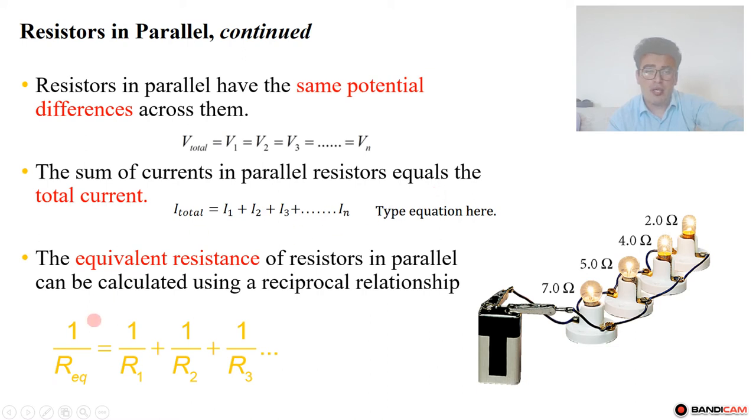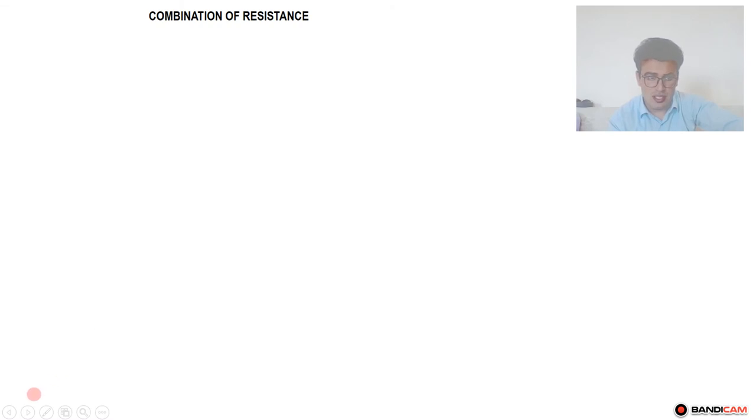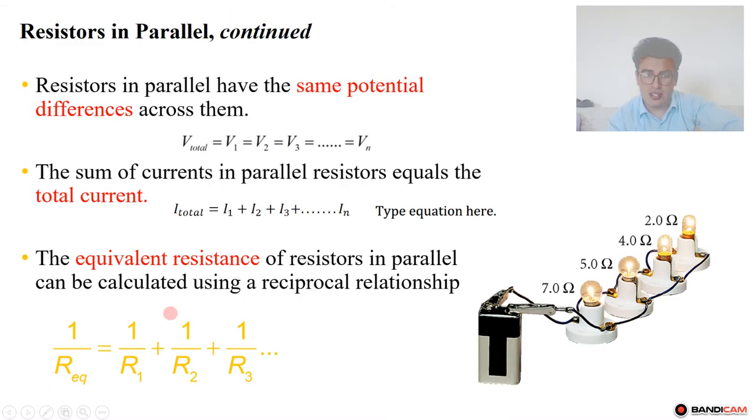And how can we find the equivalent resistance? Dear student, the equivalent resistance is given by 1 over R equivalent equals 1 over R1 plus 1 over R2 plus 1 over R3. Why? Because the equivalent resistance of resistors in parallel can be calculated by using the reciprocal relationship. This relationship is called the reciprocal relationship, dear student.